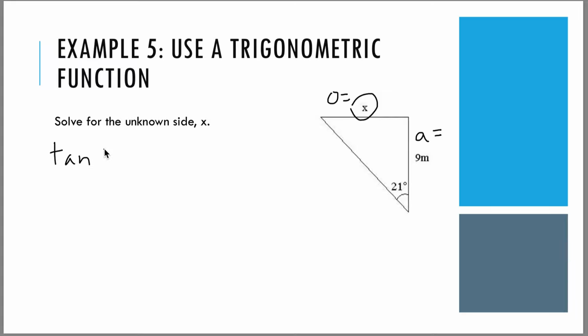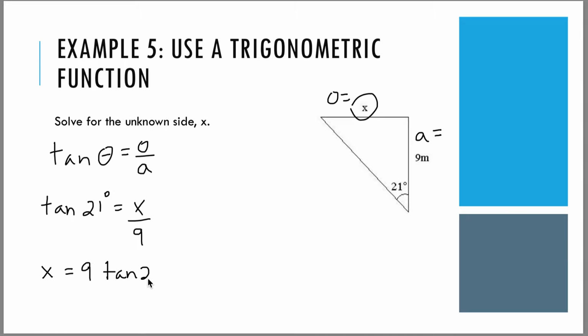TOA tells us that the tangent of the angle is the opposite over the adjacent. So let's plug in what we know. Tangent of the angle, 21 degrees, equals the opposite, which is x, over the adjacent, which is 9. I'll leave the units out for now. So now we can solve for x, multiply each side by 9. X equals 9 times tangent of 21 degrees. Plug this into your calculator, make sure that you are in degree mode, and you'll get about 3.5. Since this side was in meters, this means that the other side, x, is also in meters.